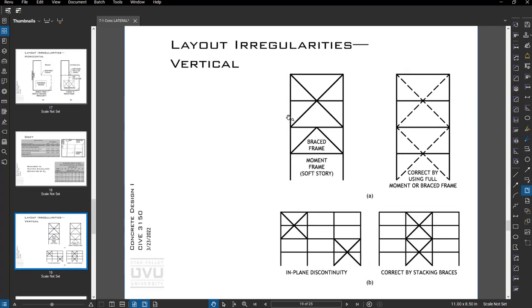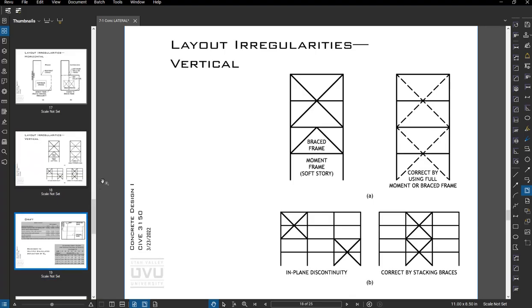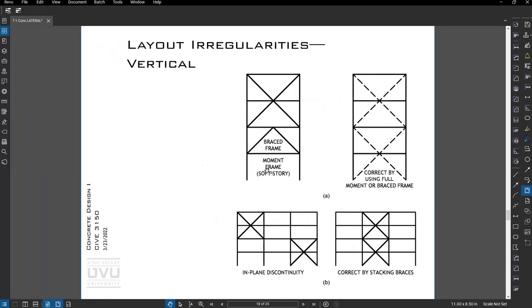Anyways, for vertical irregularities, we have a similar thing going on. If we have a brace frame that goes to a moment frame, or a brace frame that's staggered, we either need to design for higher forces per the code requirements or stack them. It's always better to have good layout.